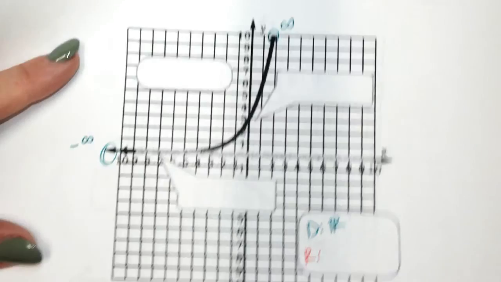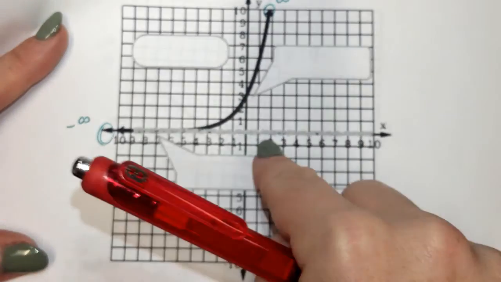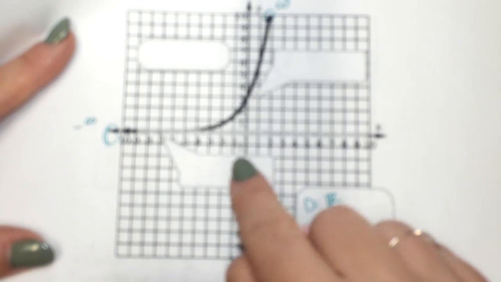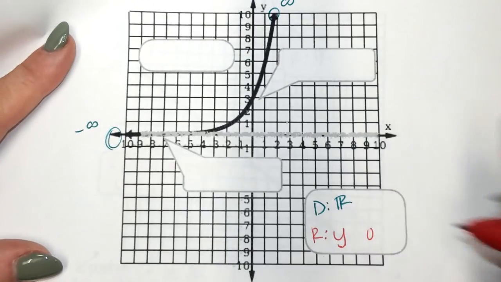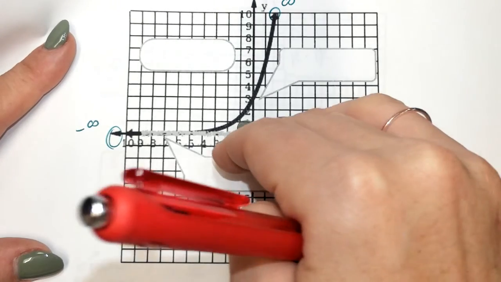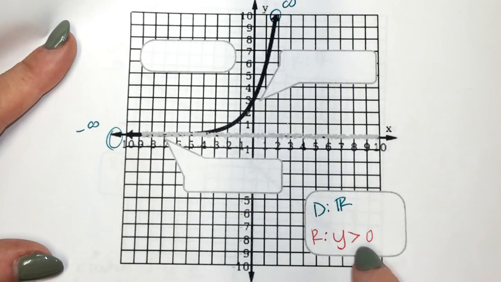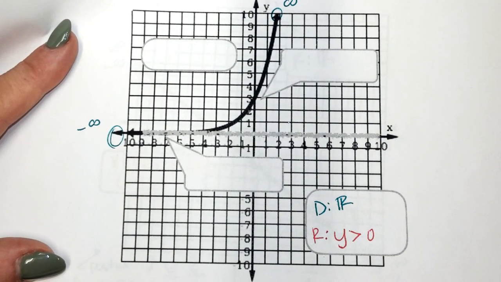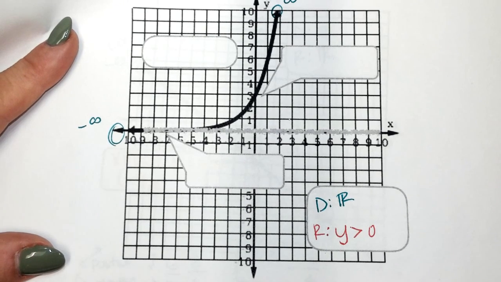That number that it's going to be less than or greater than is going to be this line right here. This line is on the x-axis, so that's y equals 0, and everything is above there, so it's greater than. We don't use the equal sign underneath because it's never going to touch that line, so it's never going to be 0.